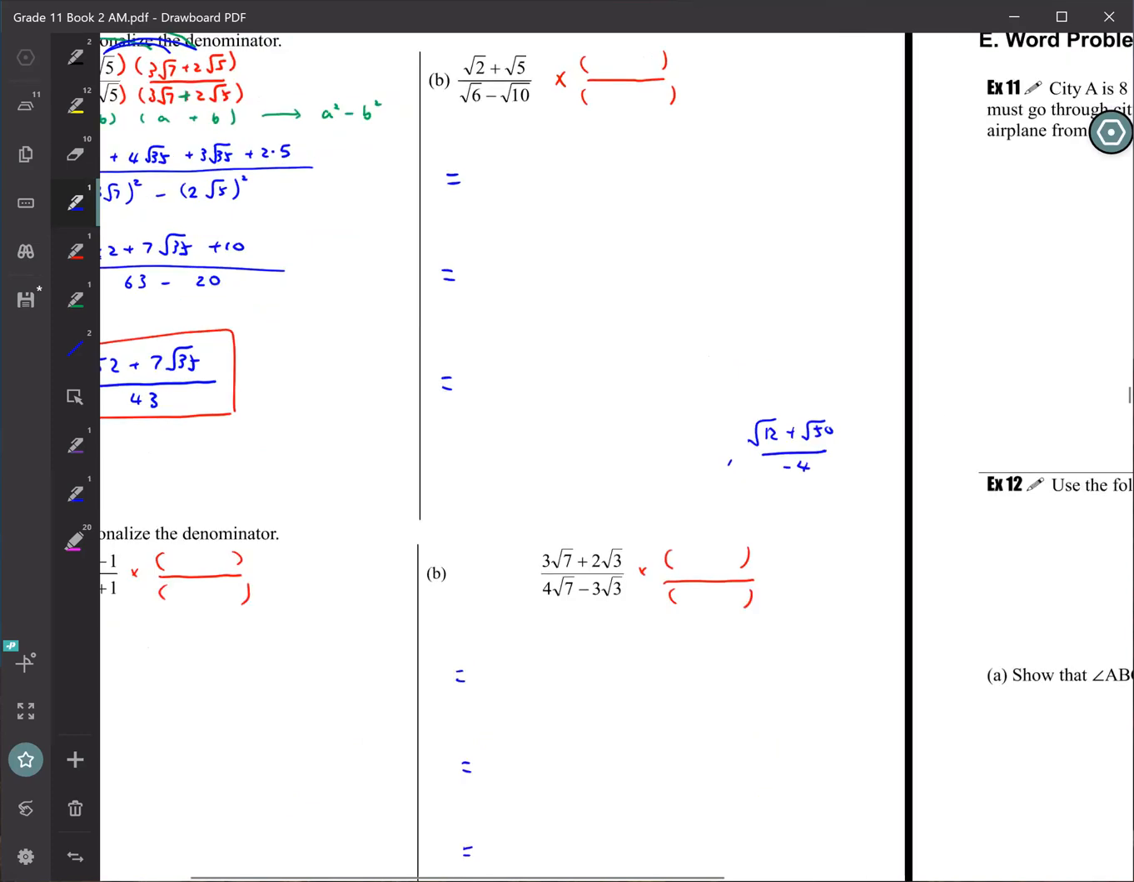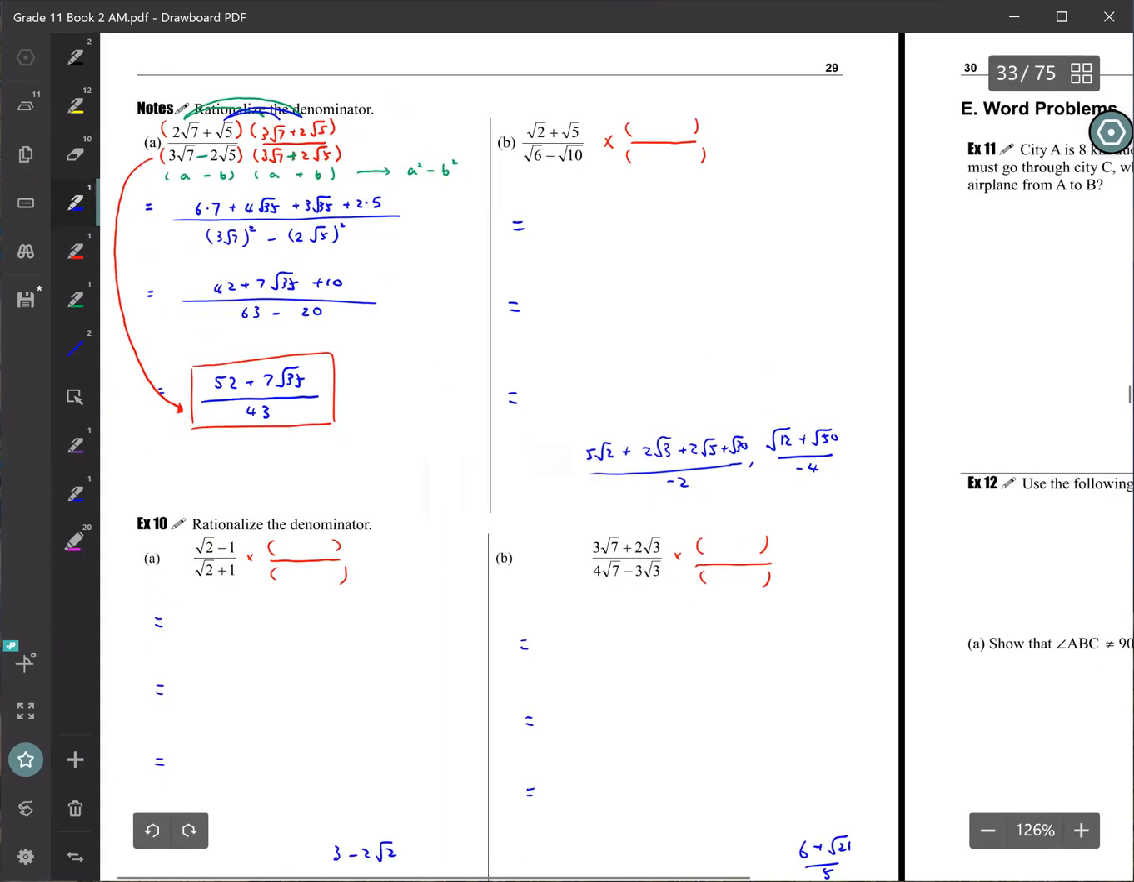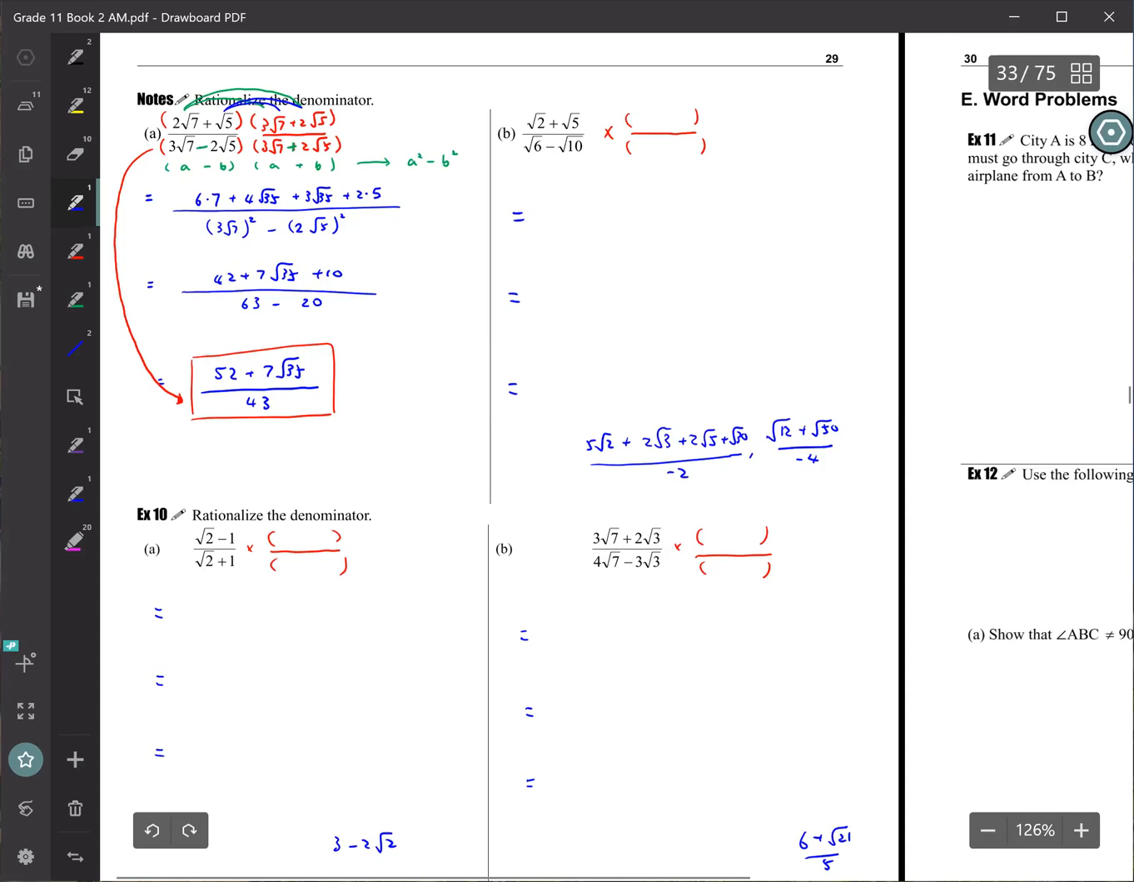It's 2 root 3 plus 2 root 5 plus root 30 plus 5 root 2, and then over anything? Over negative 4. Yeah, I got that as well. It just seemed weird, so I didn't bother to mention it. Oh, okay. Looks weird. Okay, let's see what happens. It's over root 4, over negative 4, yeah. Okay.